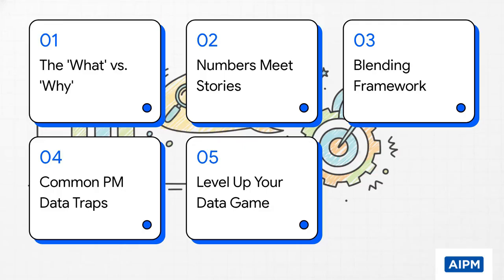So here's our game plan for today. First, we're going to clearly define the what versus the why. Then we'll look at how numbers and stories really need each other. After that, I'll walk you through a simple framework you can start using immediately. We'll also cover some of the most common data traps to watch out for, and then finally, we'll talk about how to really level up your entire data game.